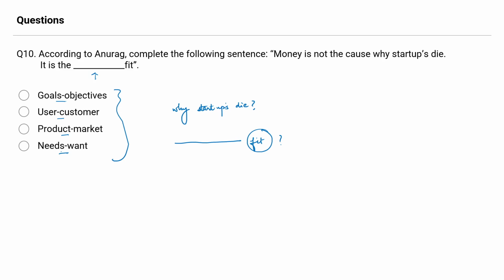We are referring to Mr. Anurag, who is from Newdocs. He's the CEO there. And you need to complete the sentence: money is not the cause why startups die, it is the dash fit. What is it which we are referring to? So take a minute, let me know. Okay, so we've got one vote for user. Any other vote?